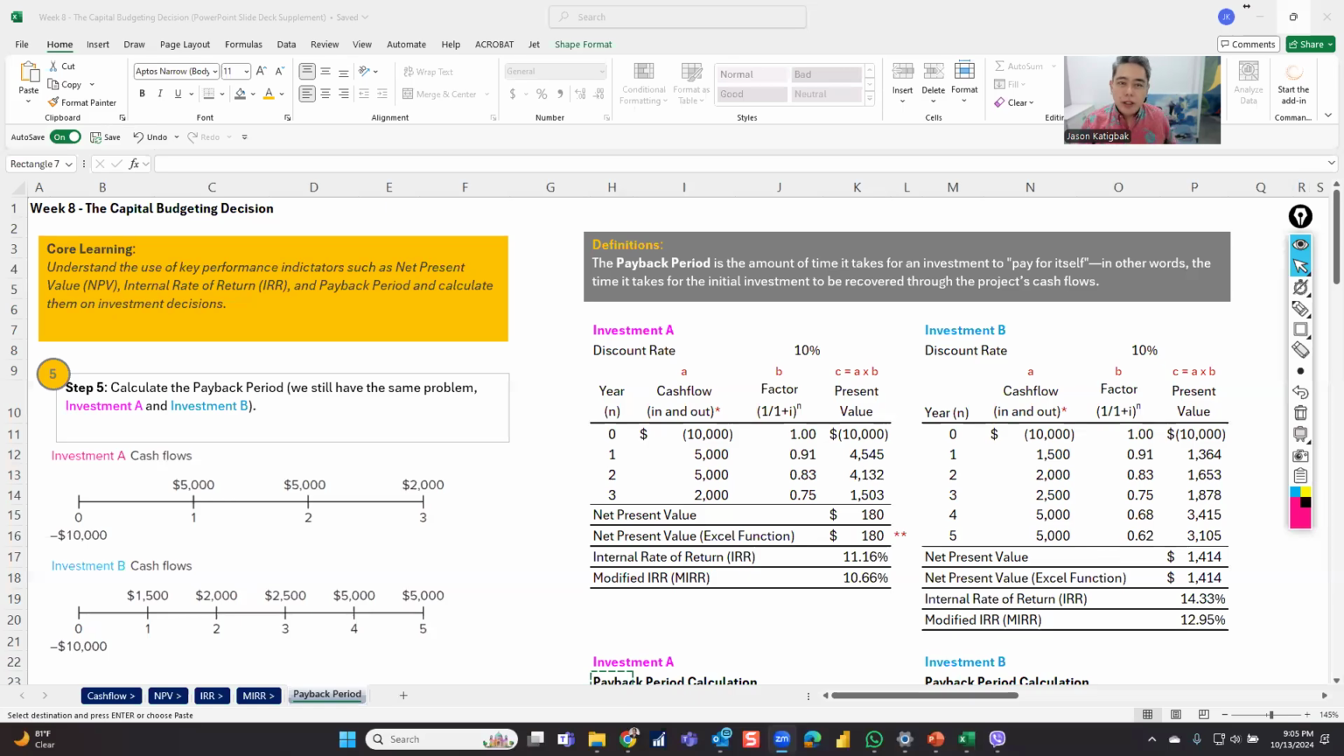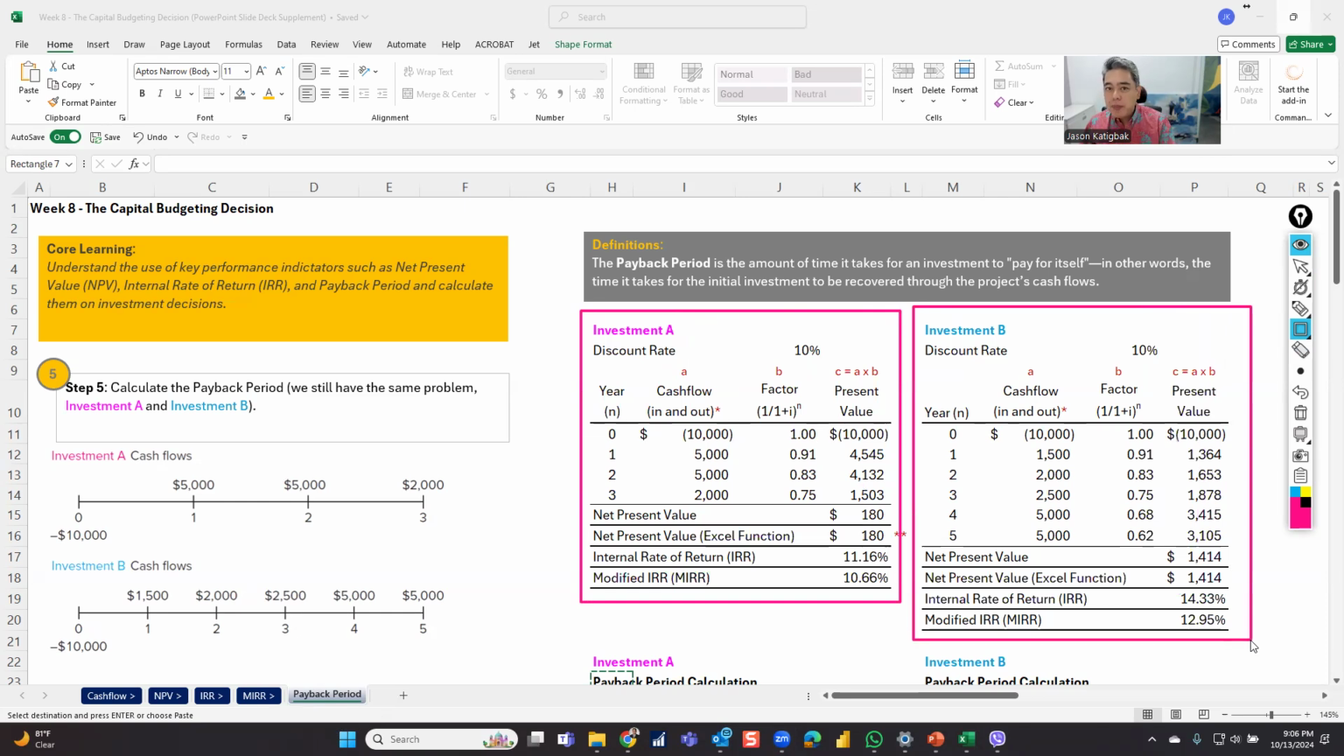Hey, good evening, everyone. I added a fifth tab, which is now the payback period. Just wanted to make sure that we have the recording so we can go through it. It's the same where we left off. It's actually the MIRR, so it's the same, right?